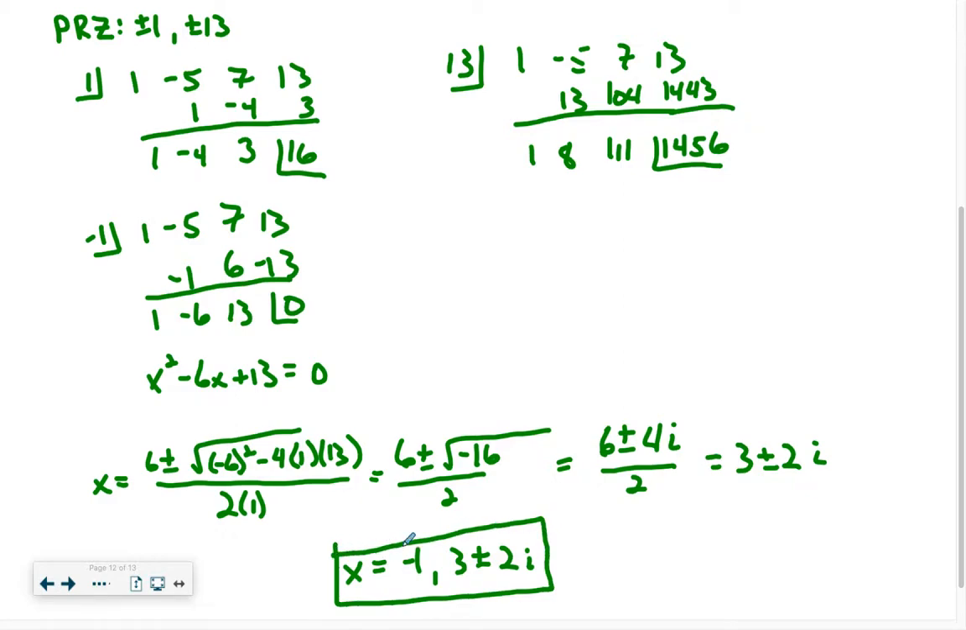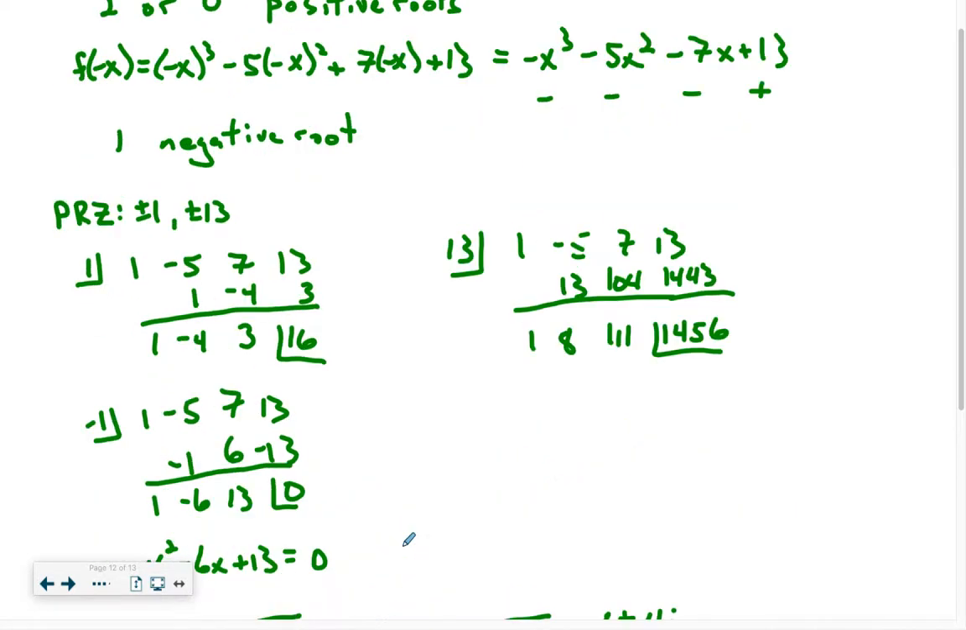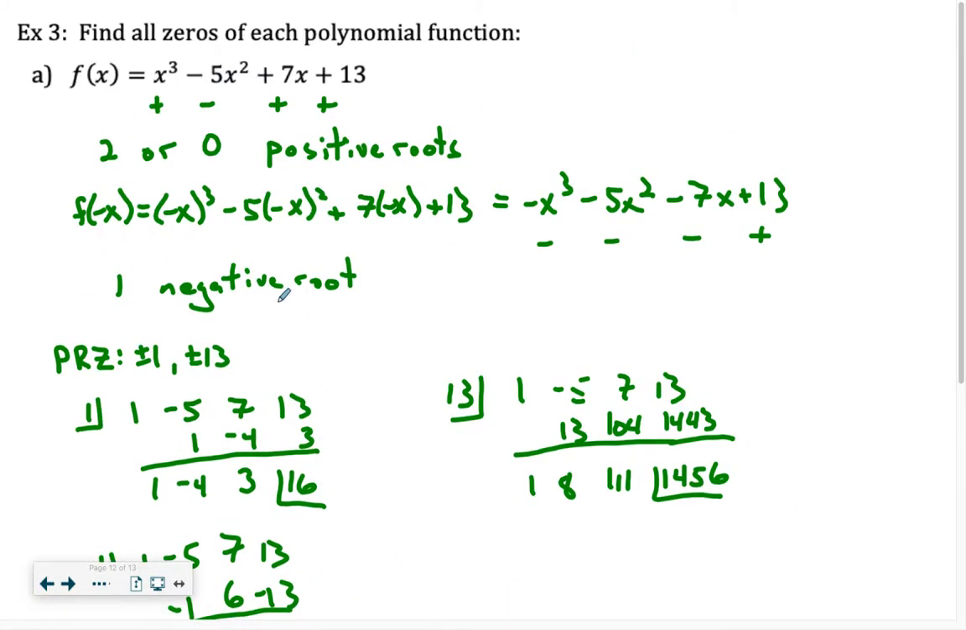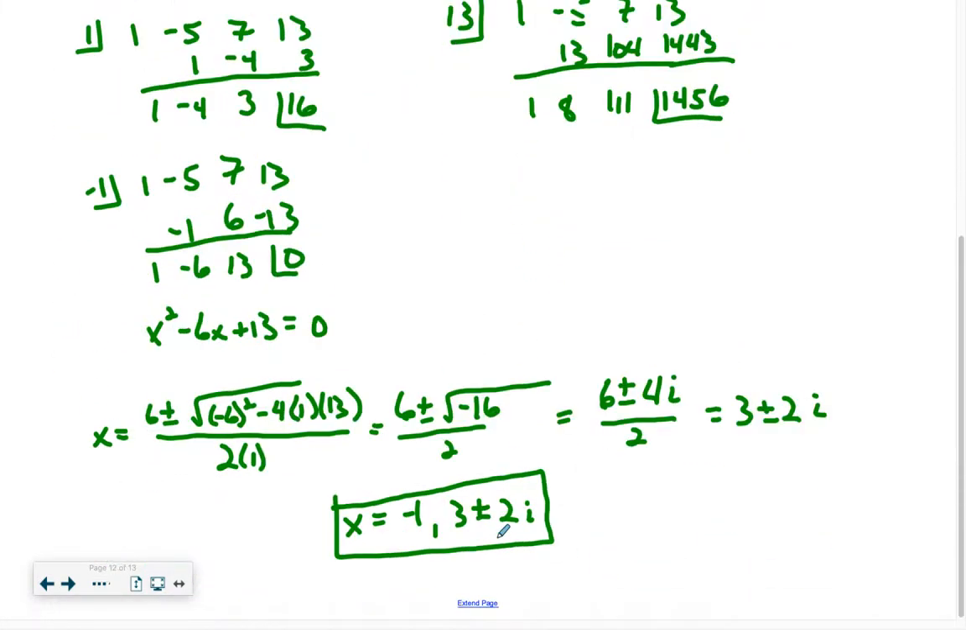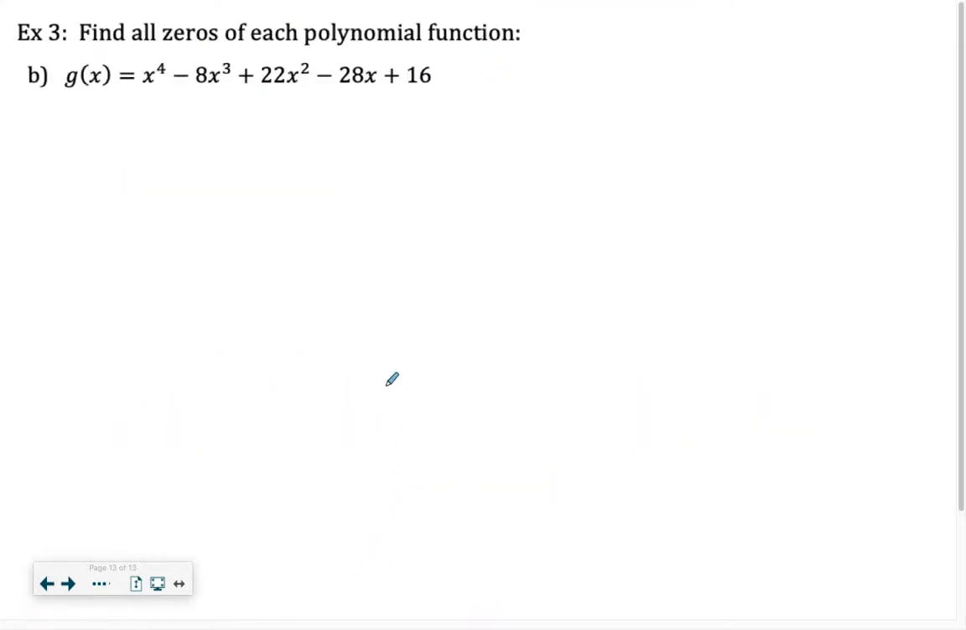All right. Now, I do want to point out that in our Descartes' rule of signs, we ended up with 0 positive roots and 1 negative root. Okay? Imaginary numbers are neither positive nor negative. Okay? So we had 1 negative root and 0 positive roots. All right? One more example.